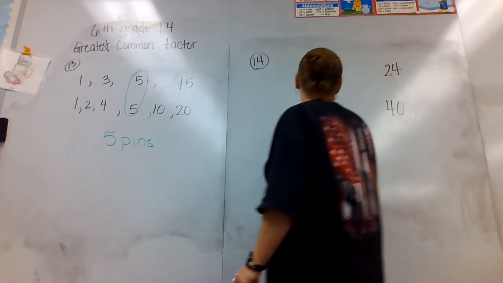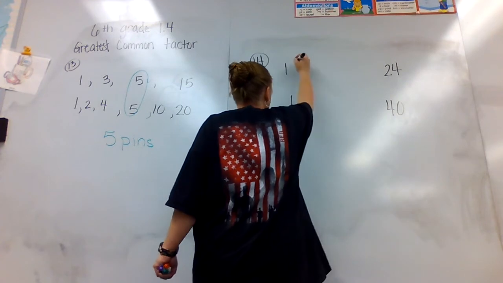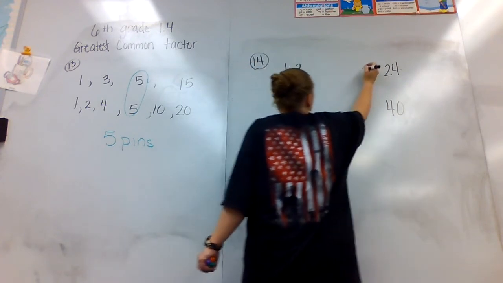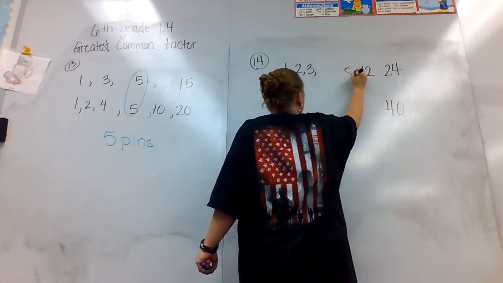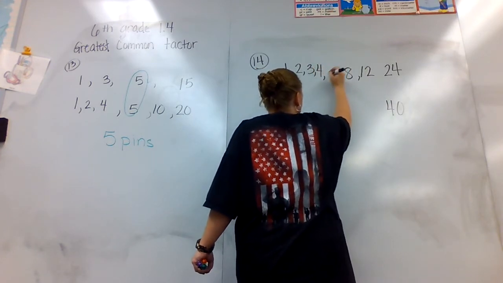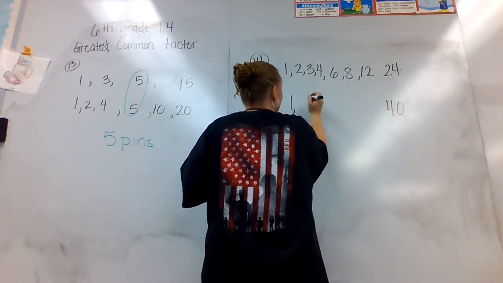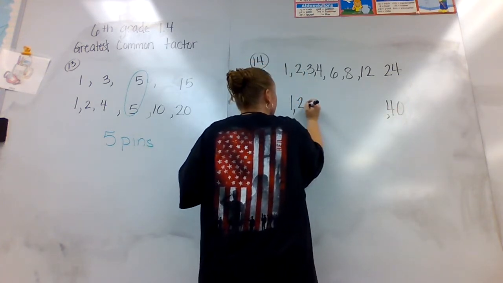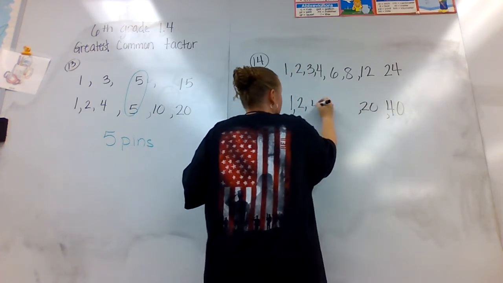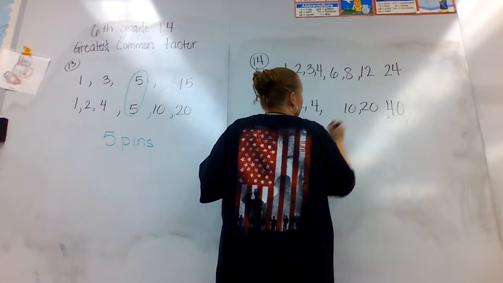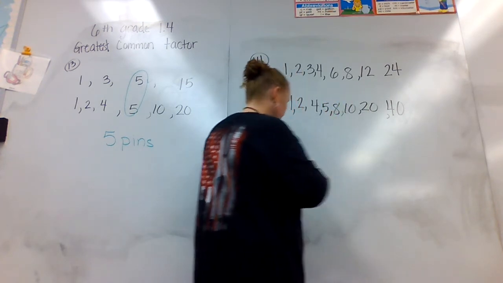Okay? So we know 1 times 24. We know 1 times 40. Okay? They're both even numbers. 2 times 12, 3 times 8, and 4 times 6. Okay, we should know those multiples, okay? 1 times 40, 2 times 20, no 3, 4 times 10, and 5 times 8.